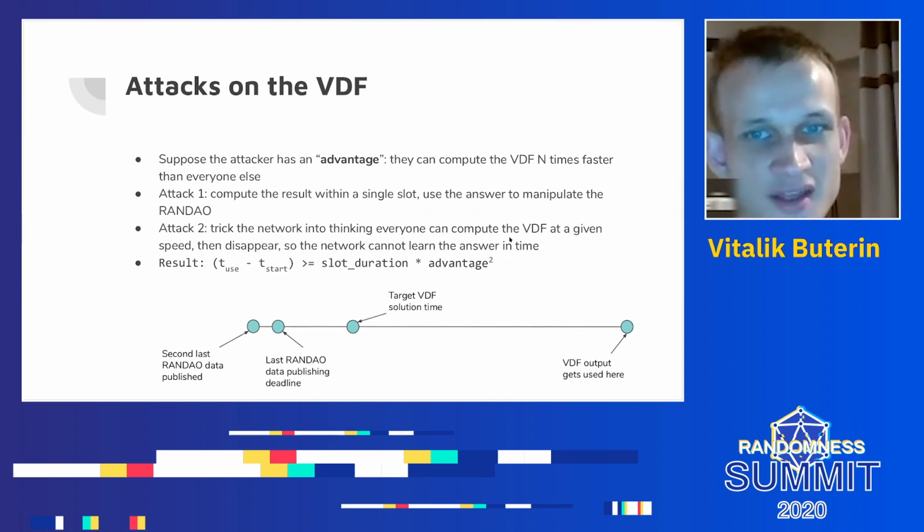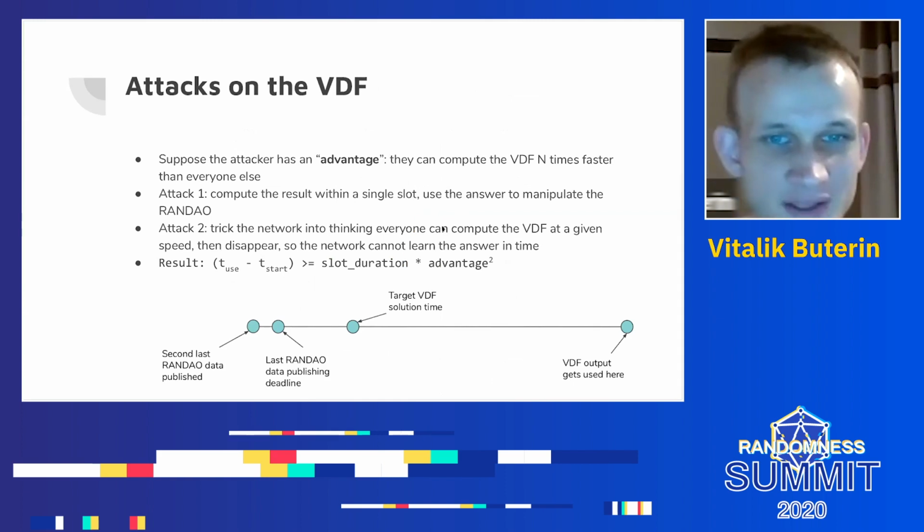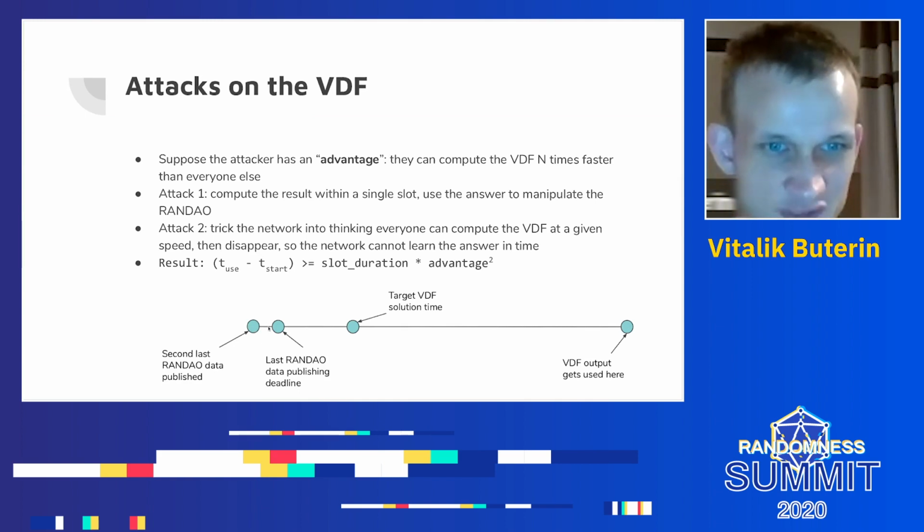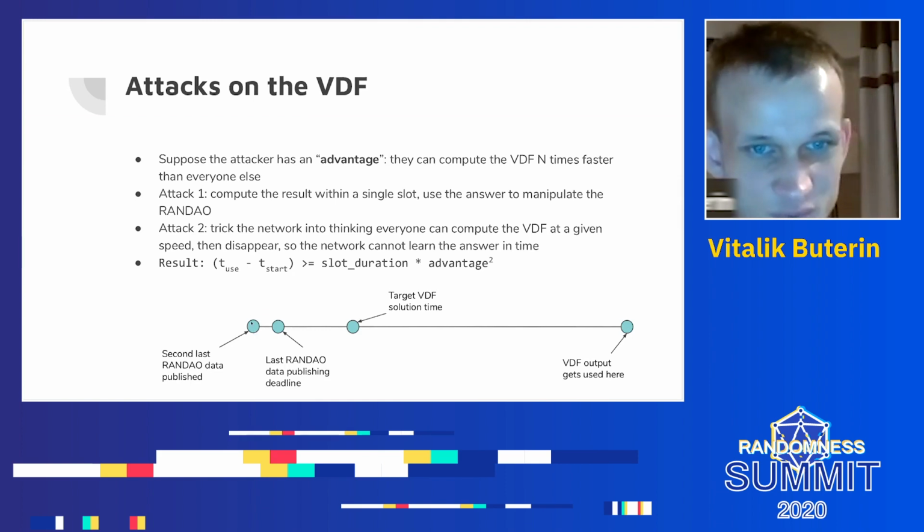The second attack is you trick the network into thinking that your hardware is the public hardware, and then you disappear, right? The idea behind disappearing is that after you disappear, the network can't learn the answer in time. So here was a diagram to see what the two attacks are. If you see, this is a single slot duration. This is when you learn the other people's information that goes into the seed. This is your deadline for publishing. This is the target VDF solution time, and this is the target time for the protocol to learn the solution, because this is where the VDF solution actually gets used, right?